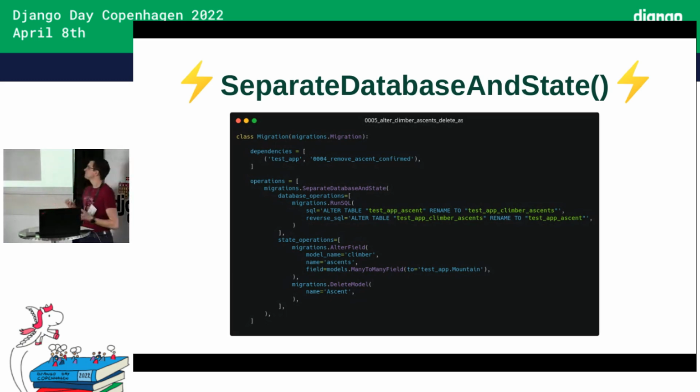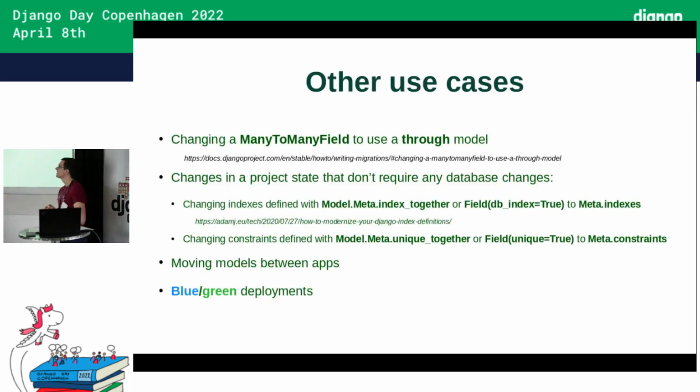You can ask if that's maybe an edge case that this special operation covers. Of course not. There are plenty of other use cases. An opposite transition, so changing a many-to-many field to use a through model, is even described in Django docs. We have at least a few changes in project state that do not require any database changes, like modernizing your indexes or constraints definition from the old way with using index_together, unique_together, db_index or unique flags, to new Meta indexes, Meta constraints. So we don't want to recreate indexes, we don't want to rename them, and we can do this by using separate database and state.